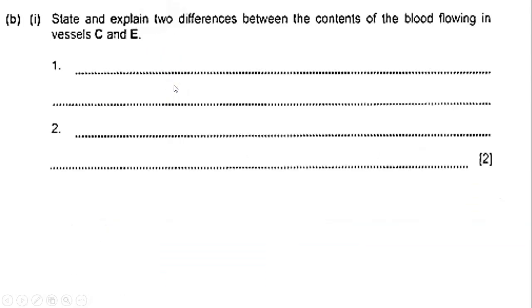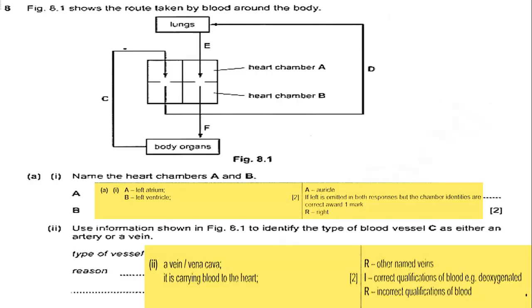So let's go take a look. He wants two differences. What else can be a difference here? So we said that this one contains a lot of oxygen. Can we say that this one has low carbon dioxide content, while here it has high carbon dioxide content? Which one has more nutrients? C will have more nutrients than E, because C is coming from the organs of the body, including the small intestine, which means that it's going to be carrying nutrients, while here it's carrying mostly oxygen.